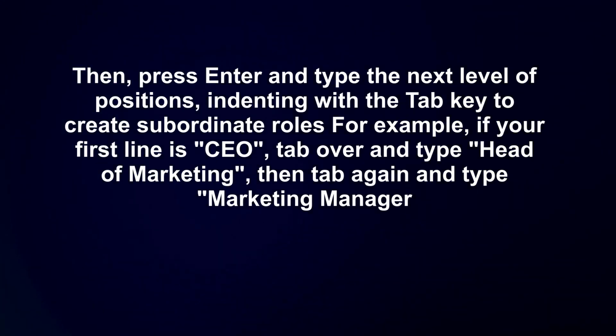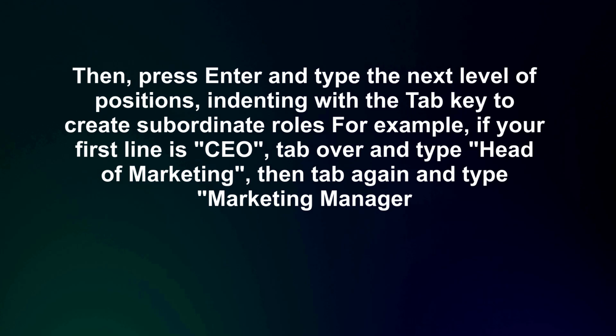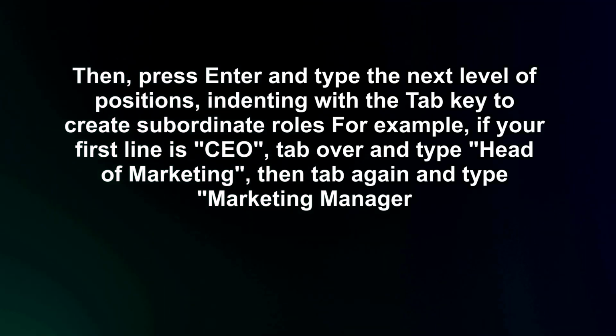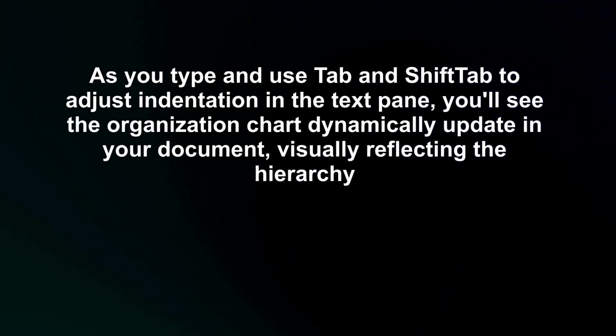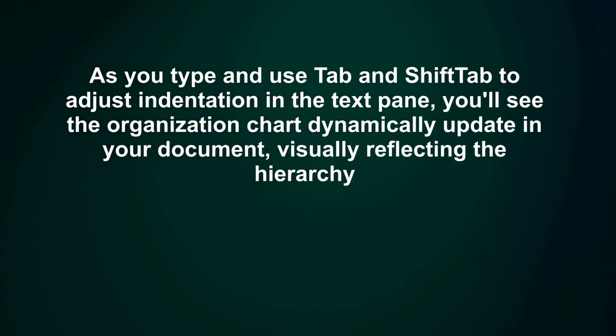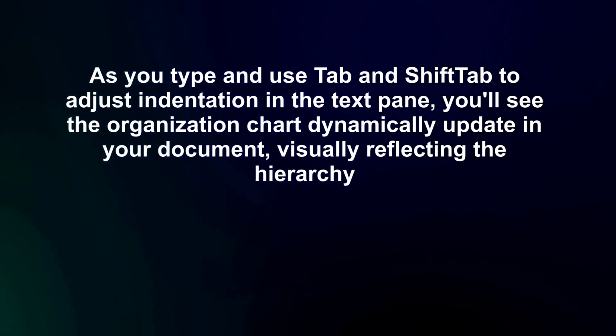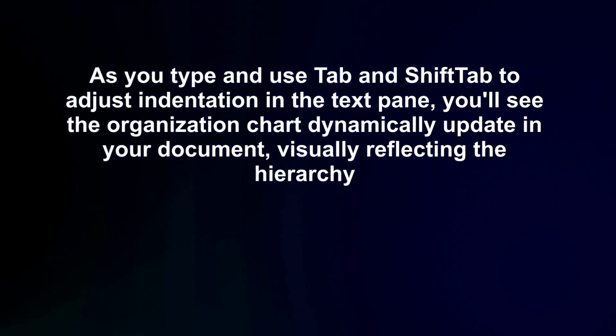For example, if your first line is CEO, tab over and type Head of Marketing, then tab again and type Marketing Manager. As you type, and use Tab and Shift Tab to adjust indentation in the text pane, you'll see the organization chart dynamically update in your document, visually reflecting the hierarchy.